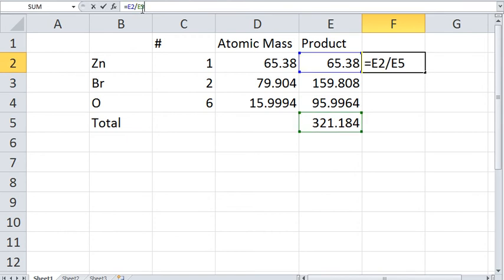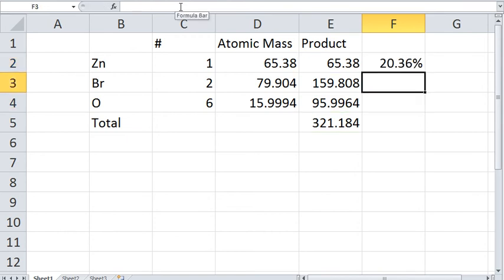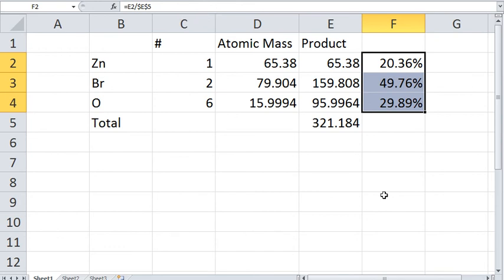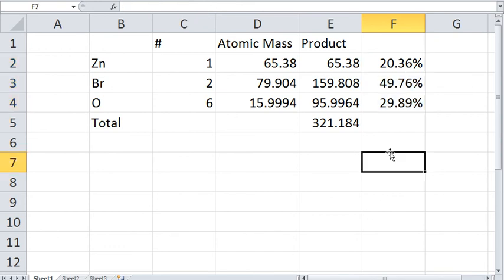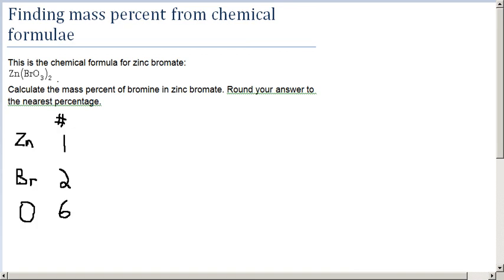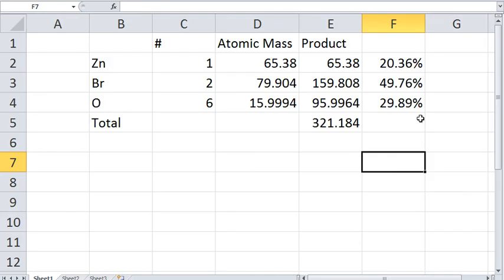And I can fill down. They add up to 100%. Yay. So those are the percent contributions for each element to the total mass of zinc bromate. Round your answer to the nearest percentage. There might be actually a little bit of an issue with this one.